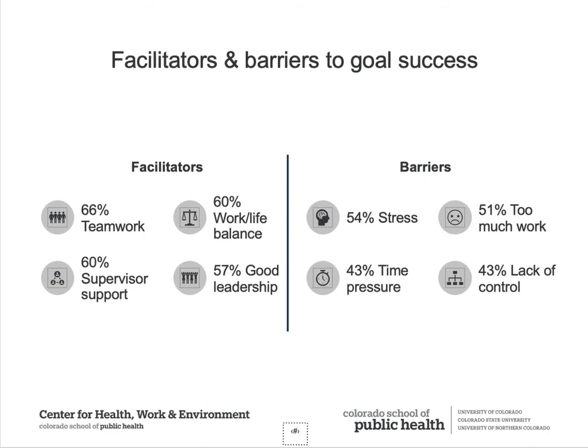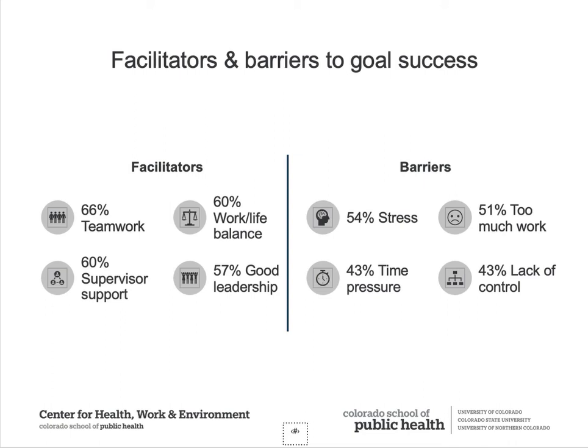We also asked leaders to be thinking about what's going to make it easy and what's going to make it hard for them to practice total worker health leadership when they leave the training. And this is what they said. The things that make it easy for them was that a lot of them have teamwork, they have good support, they have good work-life balance, they have good leadership. But a lot of them have barriers. A lot of them are experiencing stress. They have too much work, they don't have enough control, there's too much time pressure.